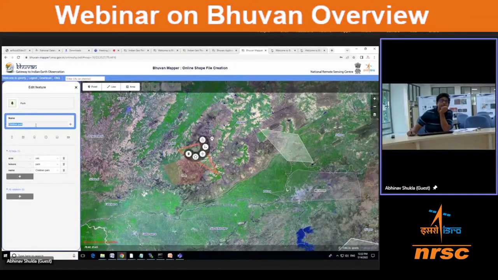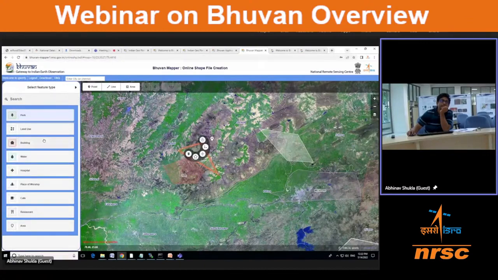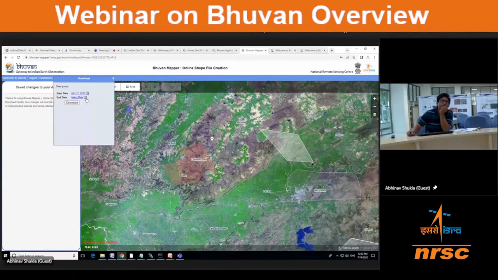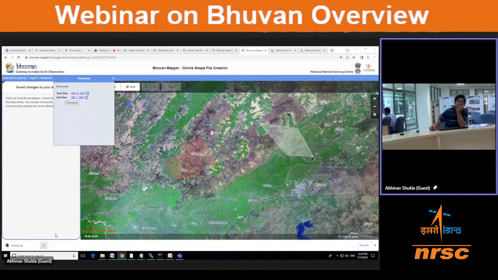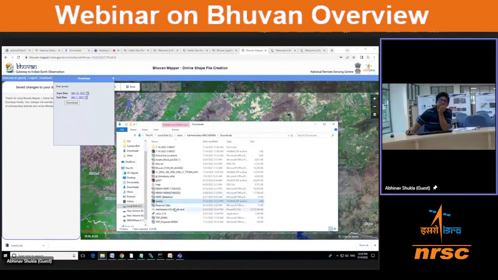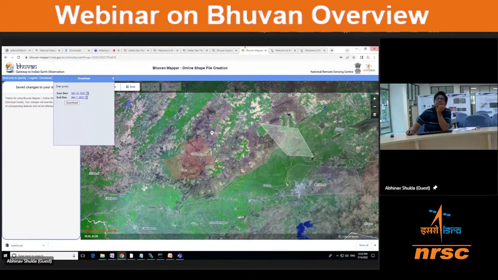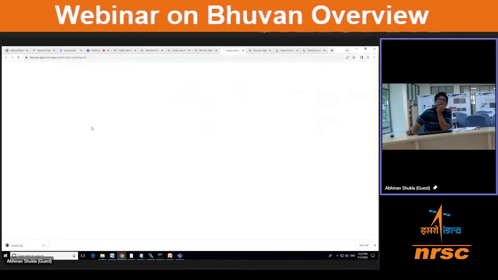We can edit also. If we edit something or add something, we can change the category or feature type, and click on save. Saved here. The user can download also. Select the date they have published. Whatever shapefiles or lines I have drawn within these dates will be downloaded, and they can be added in any GIS application. So next is the decision support dashboard.